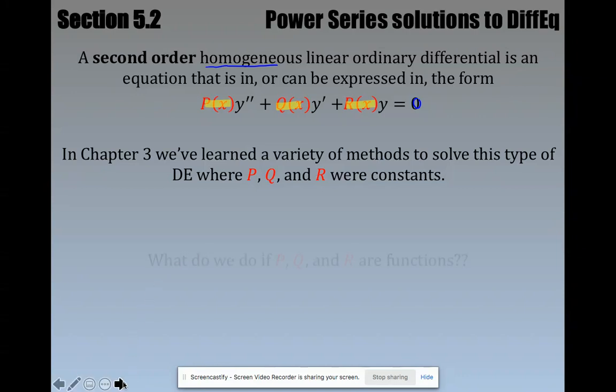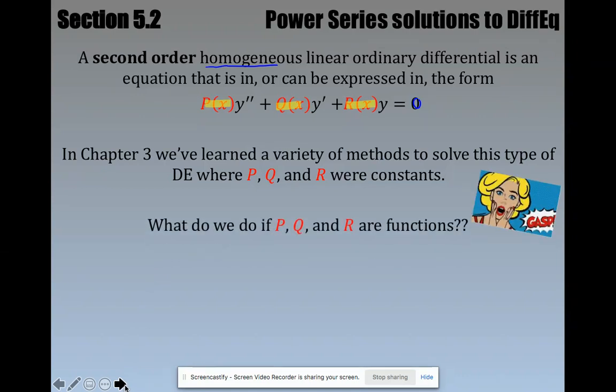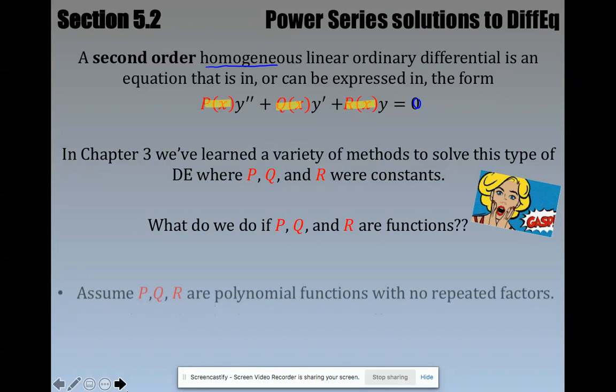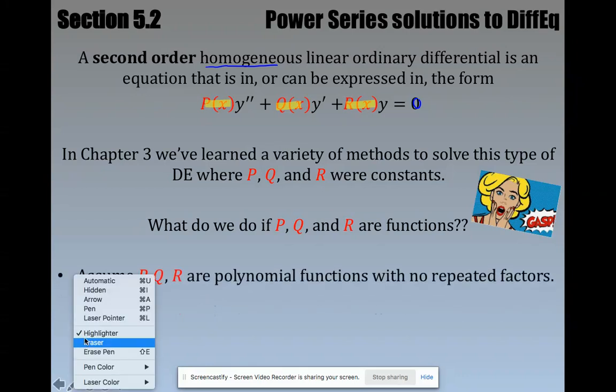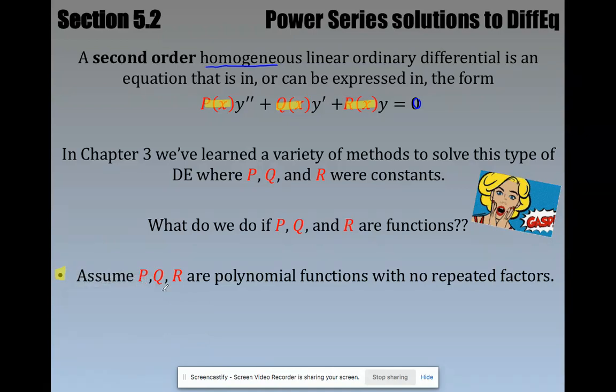So what do we do when they're not constants? They're functions in terms of x. Oh my gosh, don't know what to do. Well, one of the things we're going to do is make some rules. And in order to make our life easier, we are going to assume that P, Q, and R, of all the functions in all the world, are polynomials.